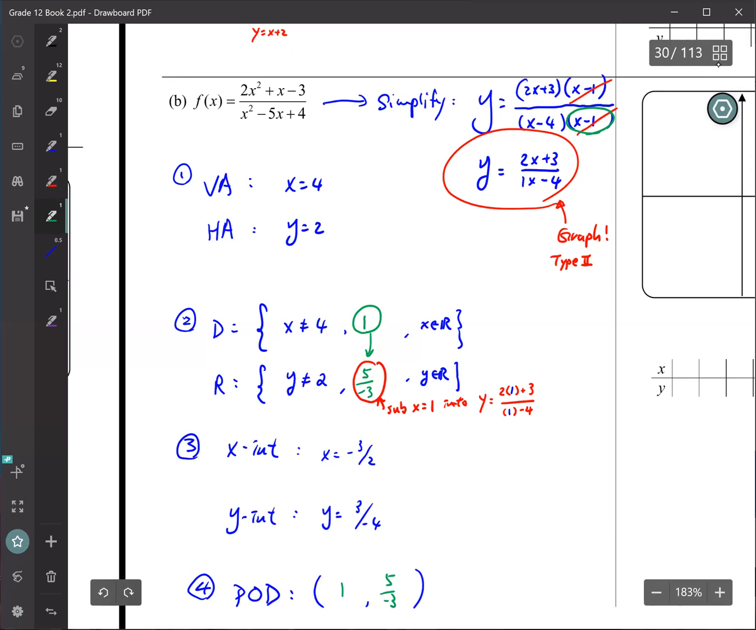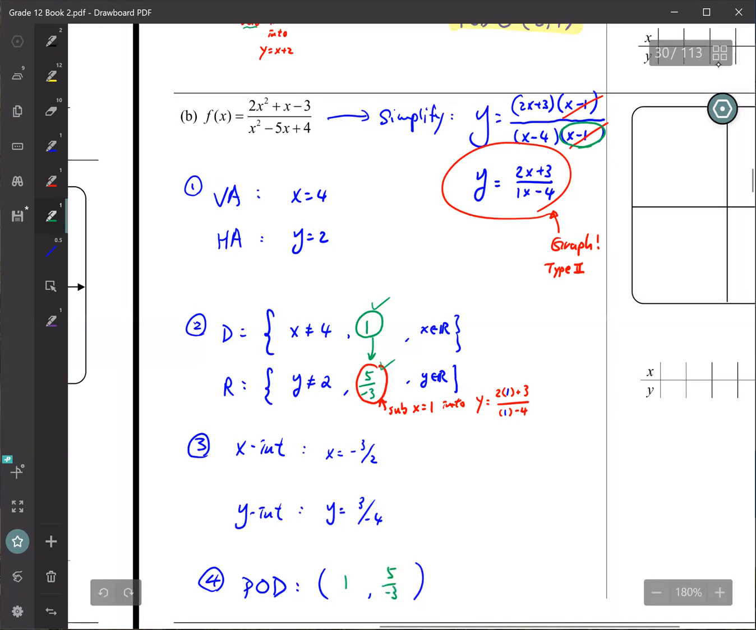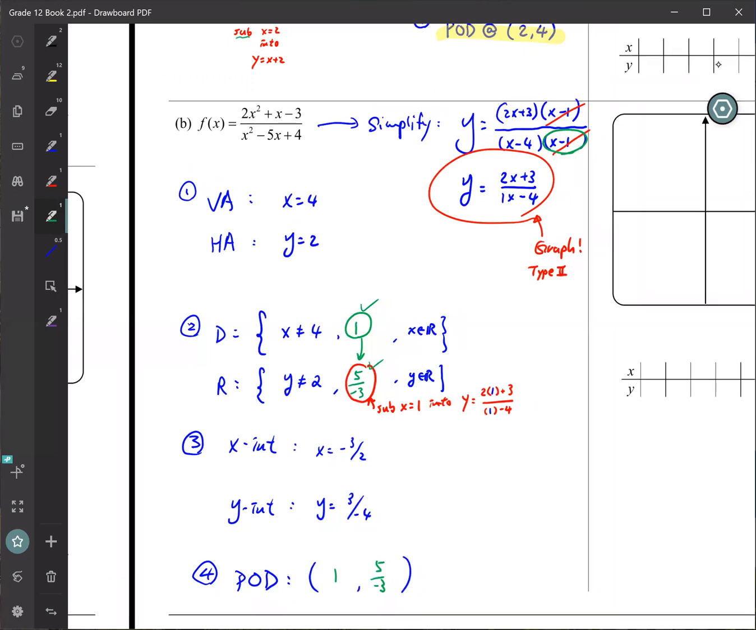The POD happens at the place where you get canceled out, right? You canceled out x minus 1. That's the location of the POD, okay? X minus 1 canceled out, so you know it's at 1. And when x equal to 1, you get y is 5 over negative 3, okay? That point is on the graph. Eric, do you understand now?